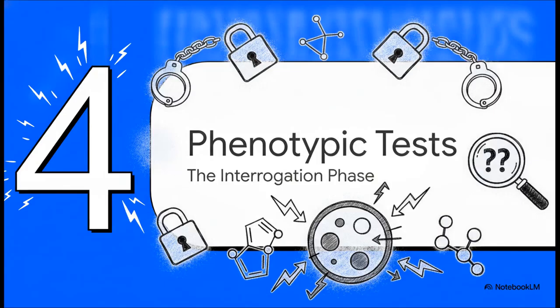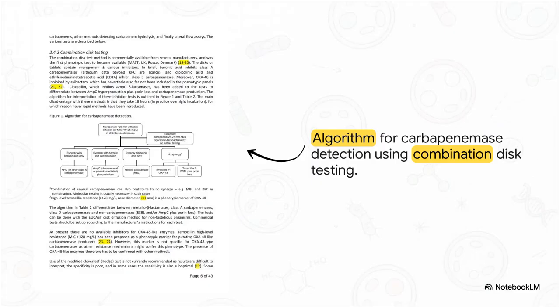Which brings us to Section 4, phenotypic confirmation tests, the interrogation phase. This algorithm beautifully maps out the step-by-step logic of synergy testing. Think of it like a biological interrogation. Once a sample gets flagged, scientists use combination disc testing.